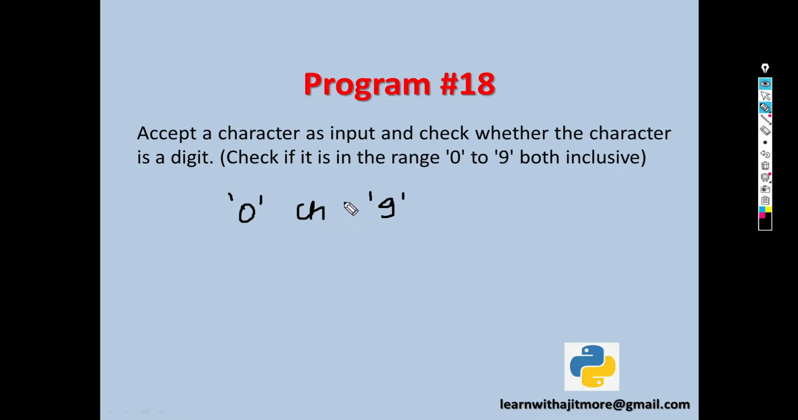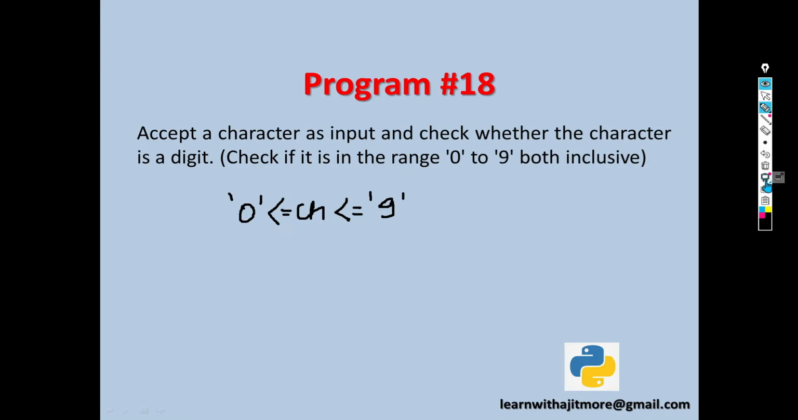Yes. Okay, I am going to write ch >= '0' and ch <= '9'. In short, '0' <= ch and ch <= '9', means ch lies between 0 and 9. This is chain operation. So in this chain operation, if all are true, the final result is true. Okay, so we just have to give the message that the input character is a digit.